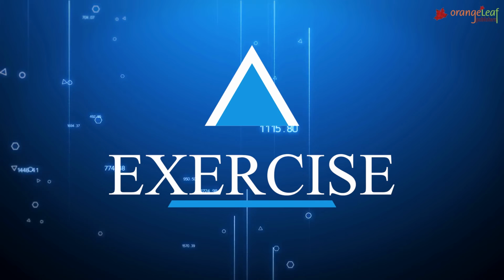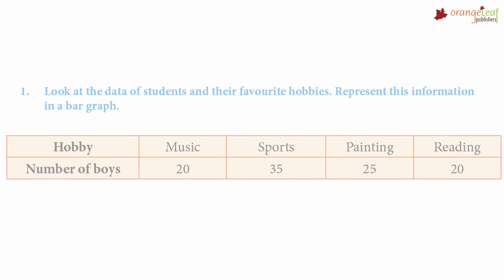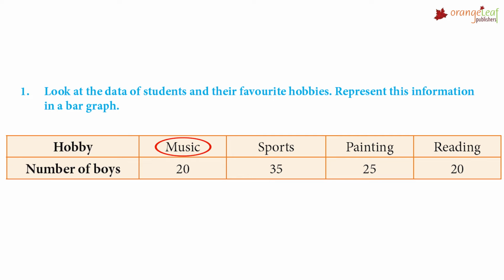Now I hope you understood that. Let's test it with an exercise. Here is a table showing the hobbies of some boys. We have music, sports, painting, and reading. 20 boys have a hobby of music, 35 of sports, 25 of painting, and 20 of reading. So let's make a bar graph of this information.